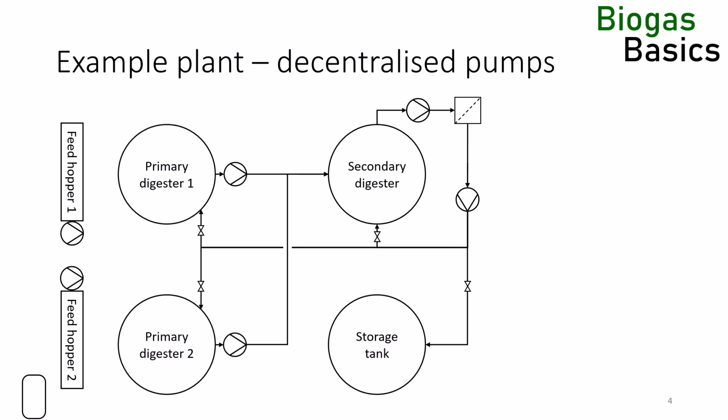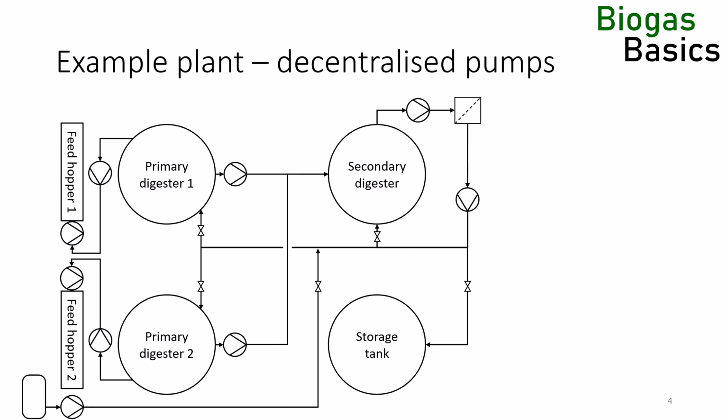We can connect the import tank to the same header system to pump liquid feedstock to all 4 tanks. The liquid feeding system has dedicated dilution pumps. They pump digestate from the primary digester to the respective feed hopper. The feedstock digestate mix is pumped to the primary digester.